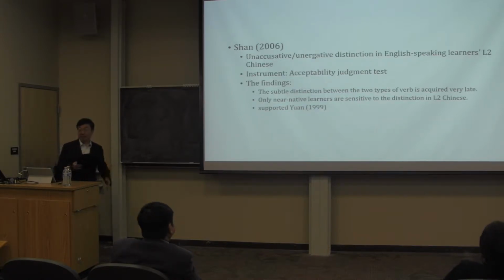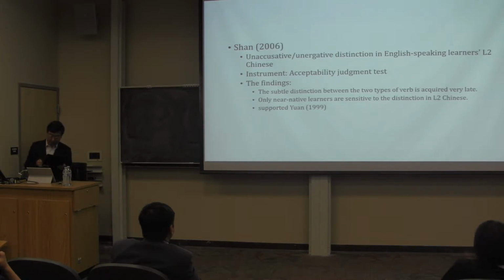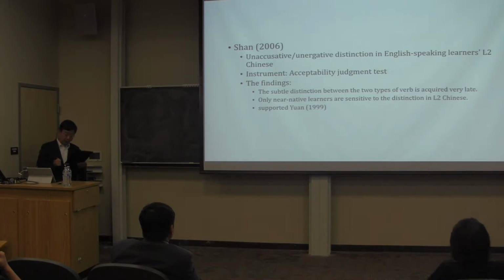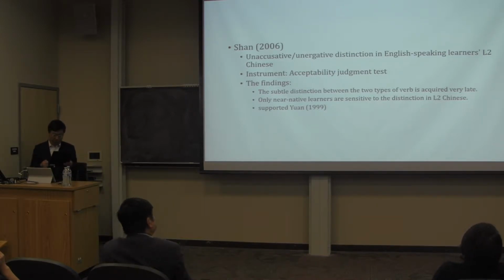A similar experiment was conducted by Shan in 2006. He made a further study of the unaccusative and ergative distinction using the same instrument, the acceptability judgment test. The findings are that the subtle distinction between the two types of verb is acquired very late, and that only near-native learners are sensitive to the distinction in L2 Chinese. This conclusion supported Yuan's findings.